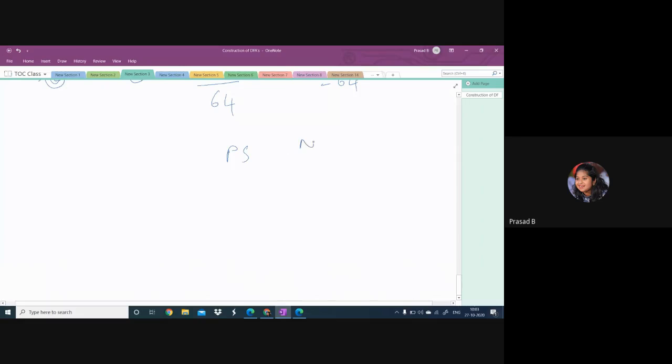Present state, next state, 0 and 1. Q naught, Q1. Q naught is initial. Devanshi, Q naught and 0, where can I go? Yes, sir. We can go to Q naught or I can go to Q1. It is okay? Yes. Q naught and 1, I can go to Q naught, I can remain in Q naught, or I can go to Q1. So, it is okay?